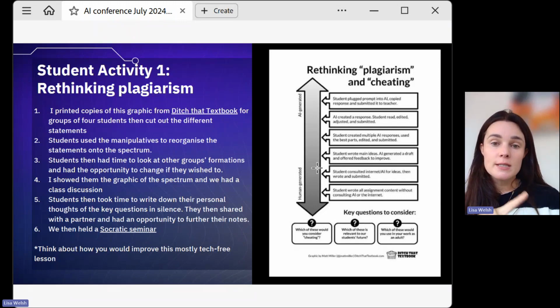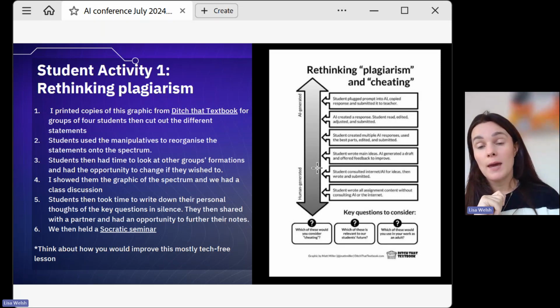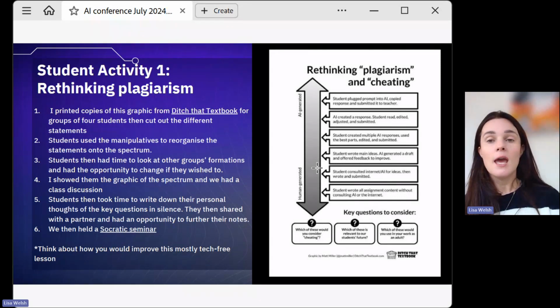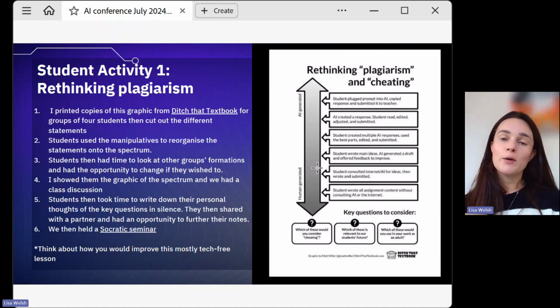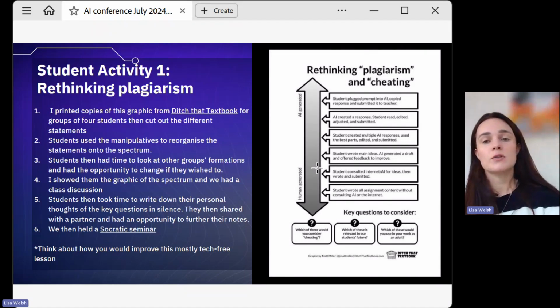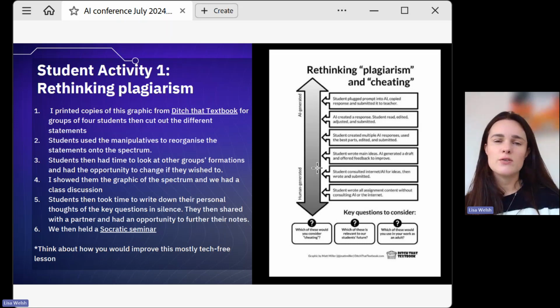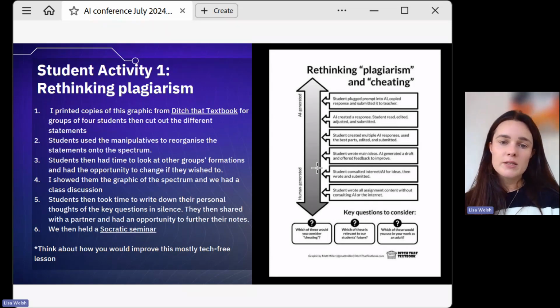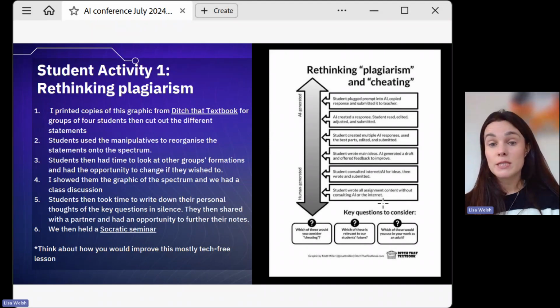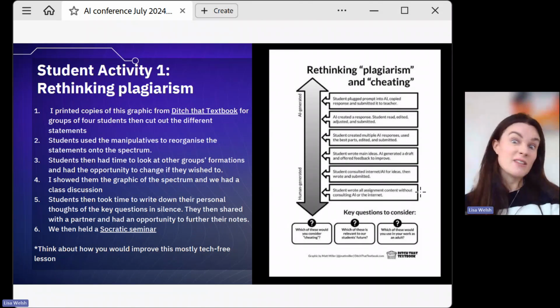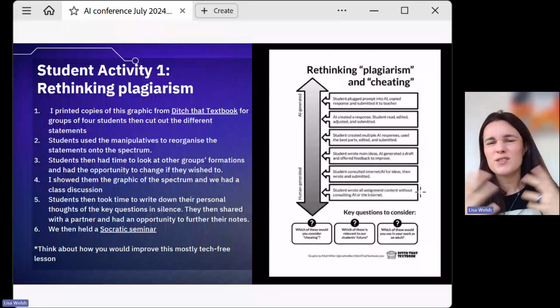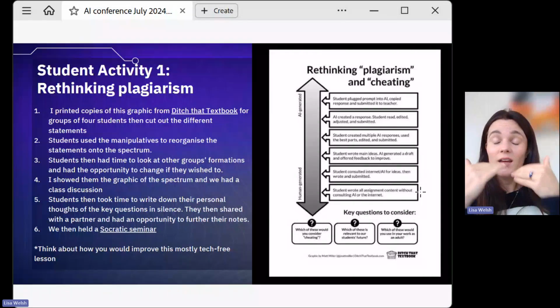This image here is from Ditch That Textbook, which I noticed Ken Morrison had spoken about yesterday. He was actually the person that got me on to Matt Miller and all his Ditch That Textbook stuff. This is a specific image that I used, and I thought it was a really good conversation starter with the students. You can see it's got a spectrum from human generated to AI generated, with some statements. And this is the answer I was kind of looking for, but even then, students might argue that certain things go in different places.